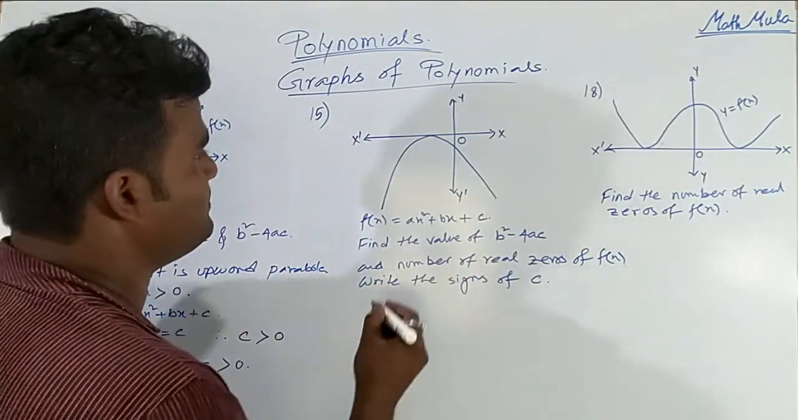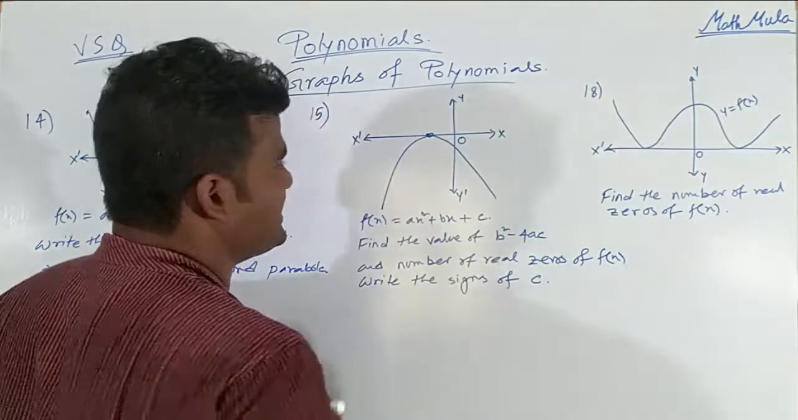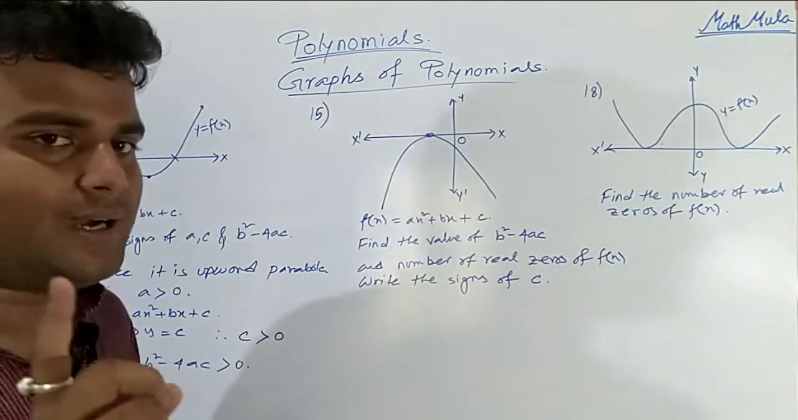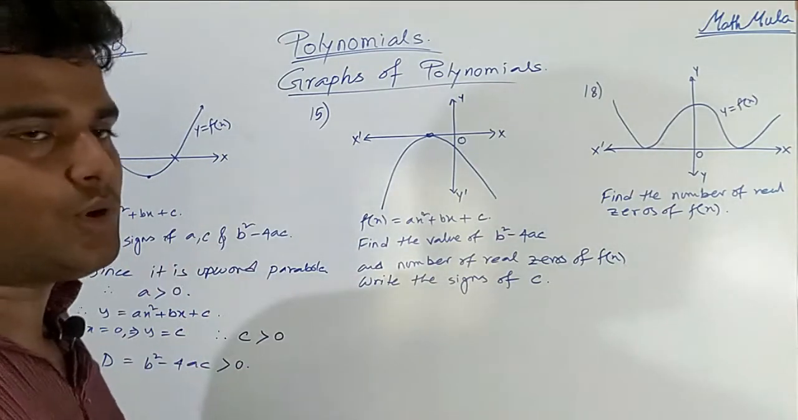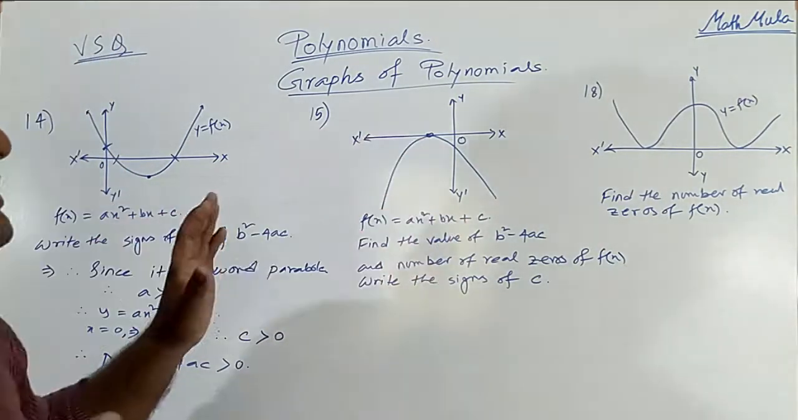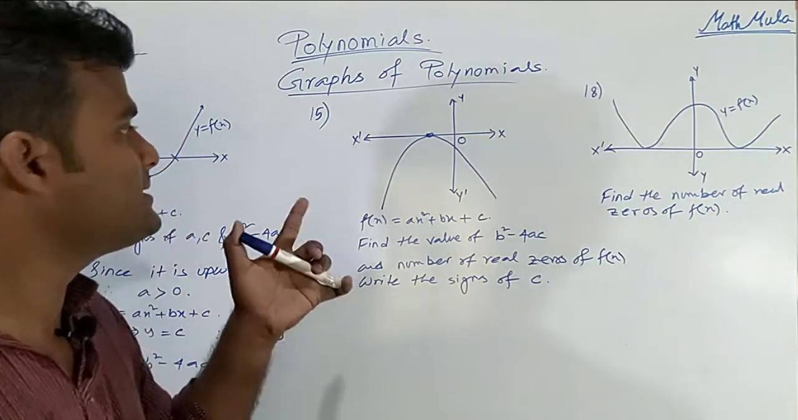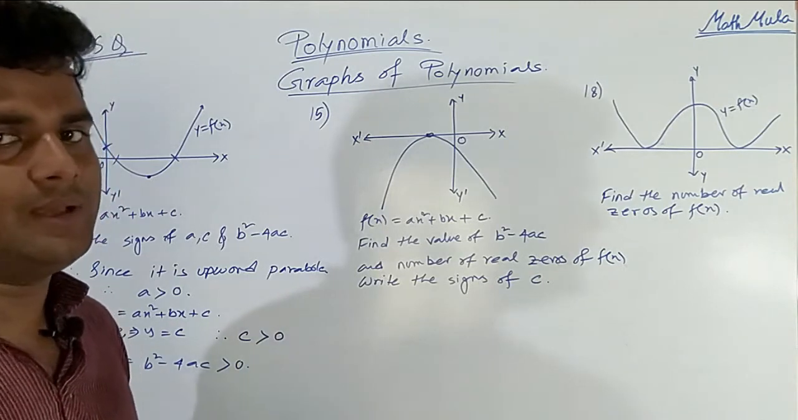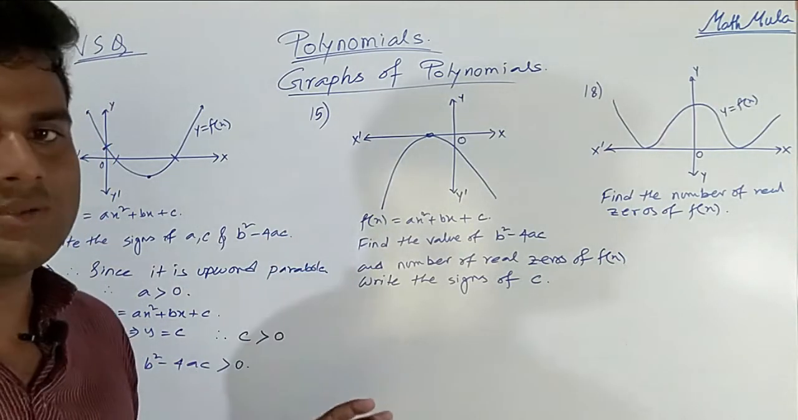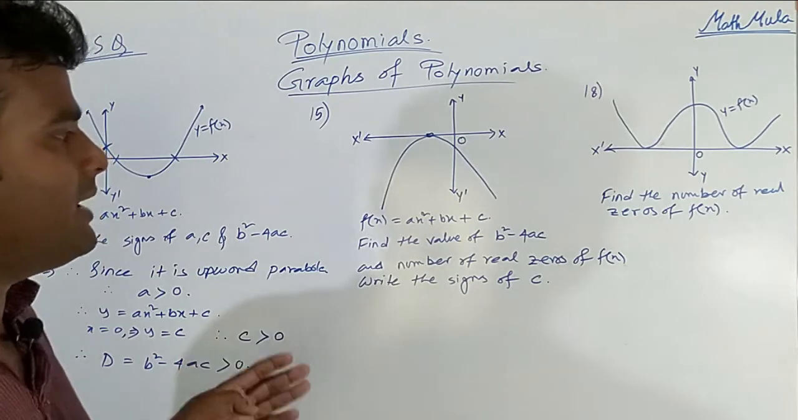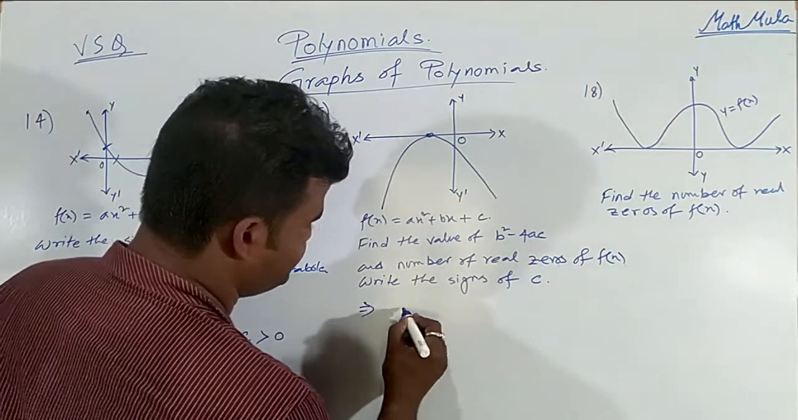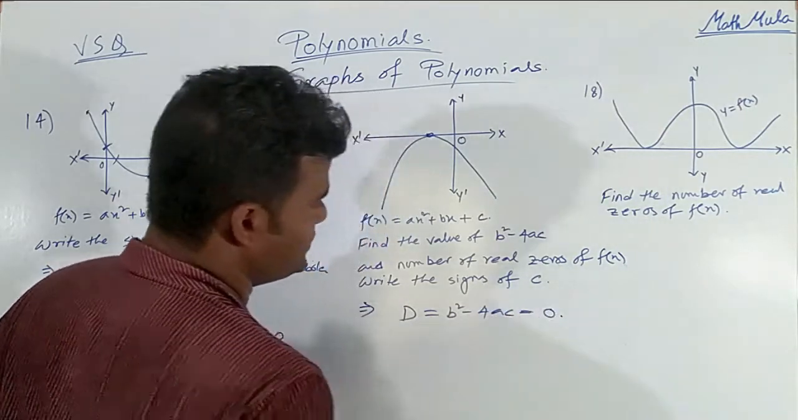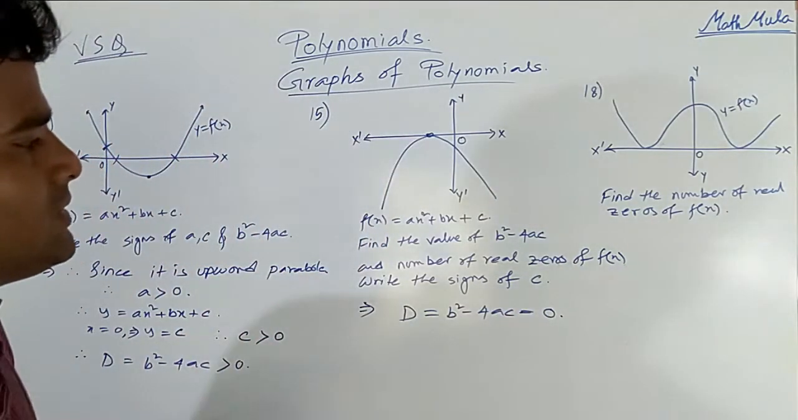Now look, from this graph we can see the graph touches the x-axis at some point. Just touches the x-axis, does not cut the x-axis. And we know the observation of quadratic polynomial, if the graph touches the x-axis, that means there exist two equal real zeros. For any quadratic polynomial, if there exist two equal zeros, that means the discriminant must be equal to 0. That implies discriminant b square minus 4ac is equal to 0. So the value of b square minus 4ac is equal to 0.